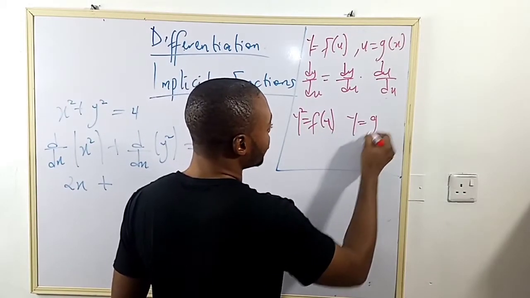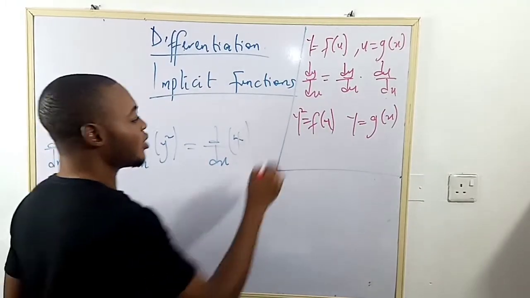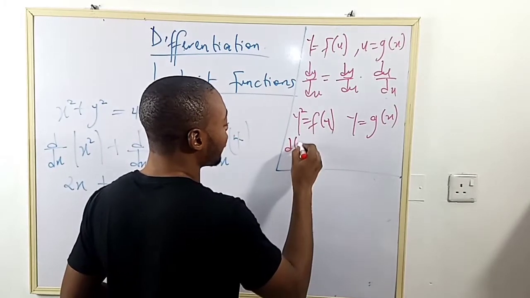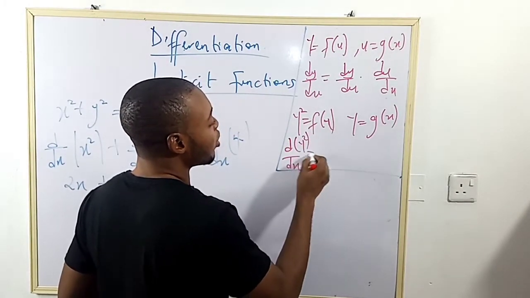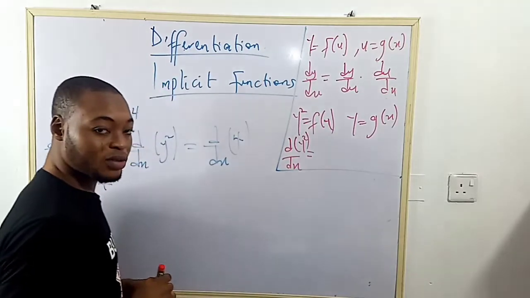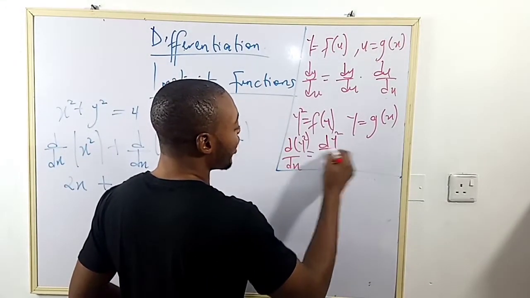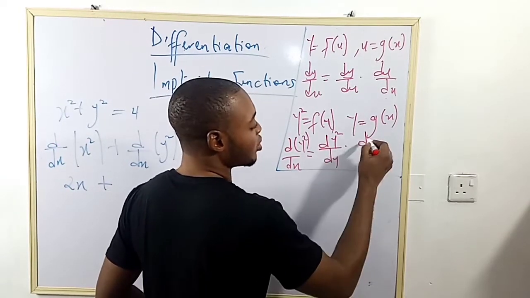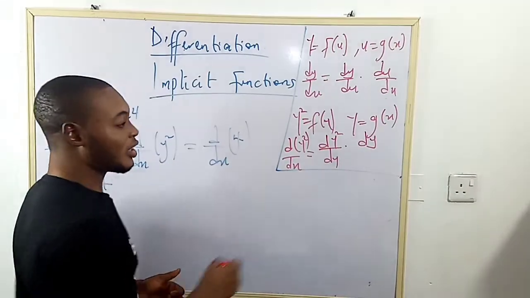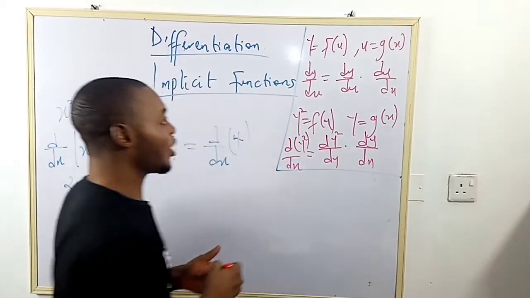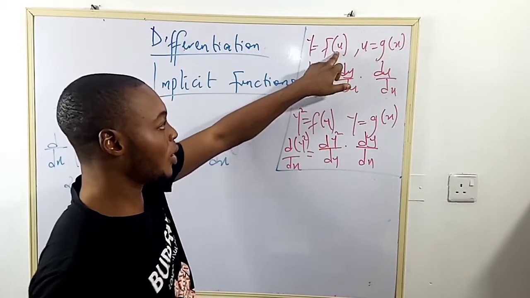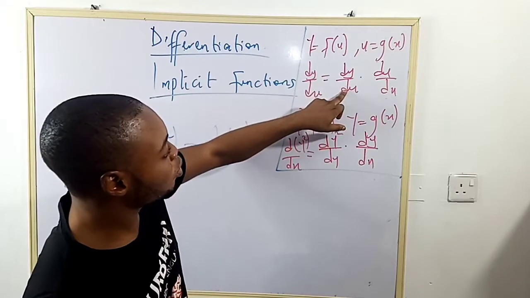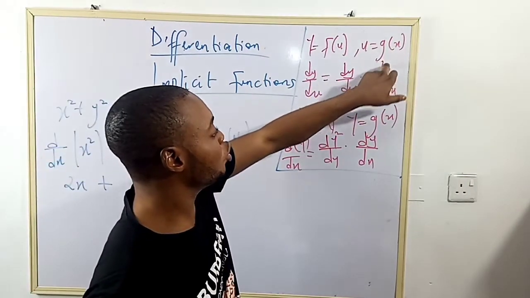Now we have it that y squared is a function of y, and y itself is a function of x. So now to find the derivative of y squared with respect to x, you differentiate y squared with respect to y, that is d(y squared)/dy, times what? Times dy/dx. So just like we have here, when y is a function of u and u is a function of x, then dy/dx will be equal to dy/du times du/dx.